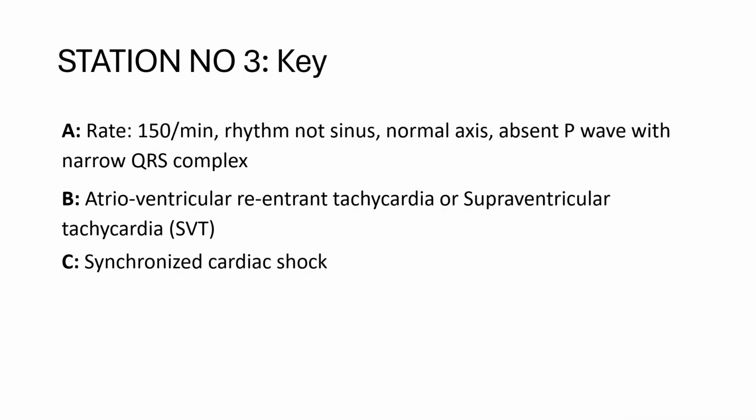When we describe this ECG, basically it is SVT, supraventricular tachycardia, and the form of it is atrioventricular reentrant tachycardia, and this is the diagnosis. In question A, the rate is 150 per minute, the rhythm is not sinus, but the axis is normal. Looking at the P waves on the ECG leads, the P wave is absent, and the QRS complexes are narrow as compared to the normal ECG.